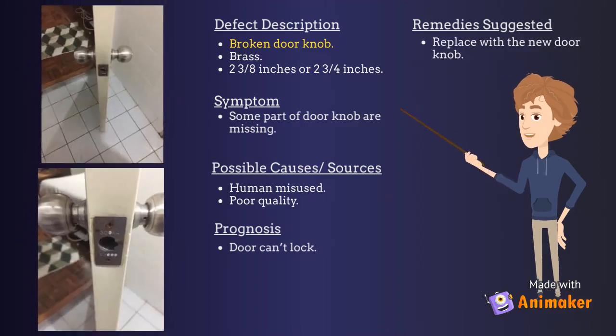The second defect of this element is broken door knob. The symptom is some parts of the door knob are missing. The possible causes are human misuse and poor quality. The prognosis is the door cannot lock. Remedy suggested is replace with a new door knob.